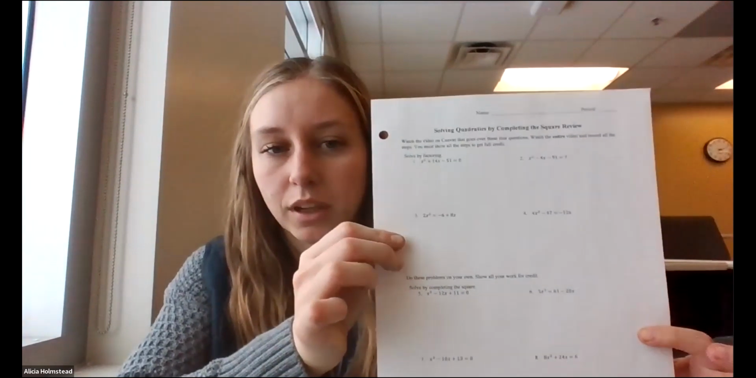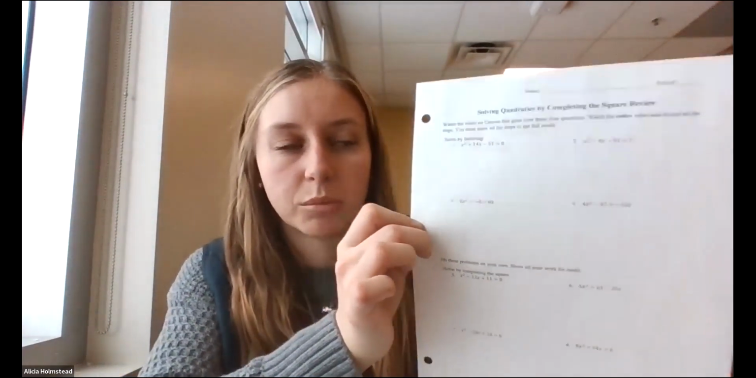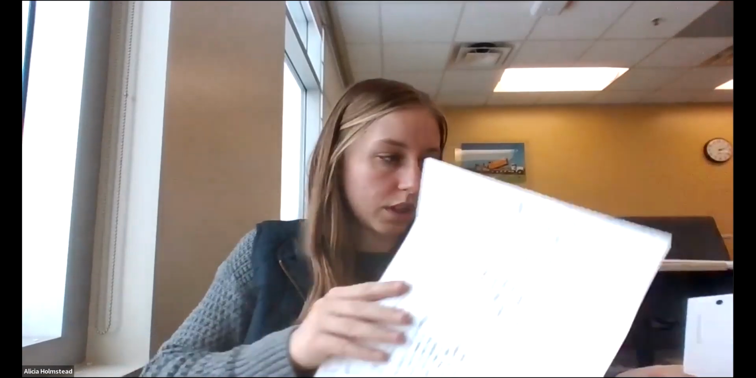As per usual, you'll need to make sure that you have your quarter folded piece of paper, as well as your printed copy of Solving Quadratics by Completing the Square Review. If you have both of those, then you are good to go. So let me go ahead and turn this around and share my screen.